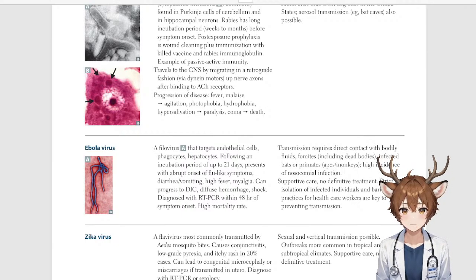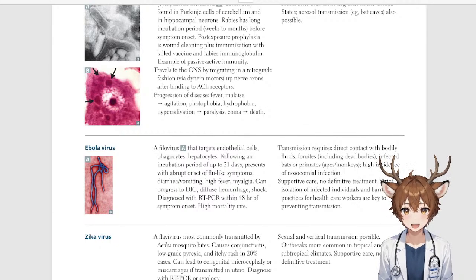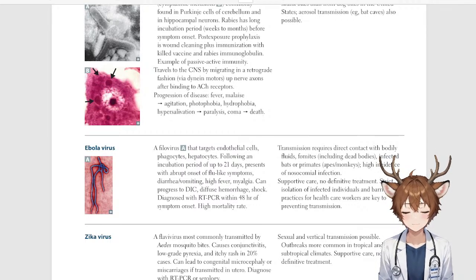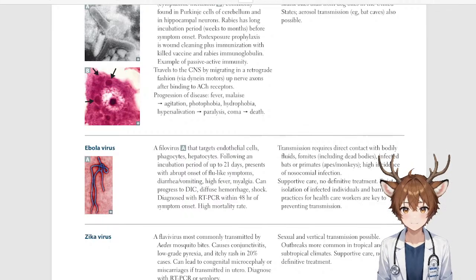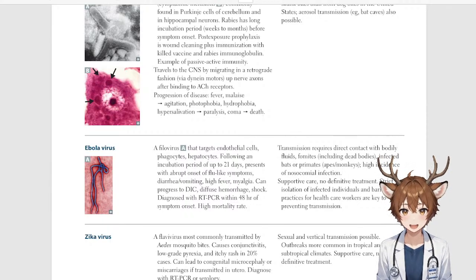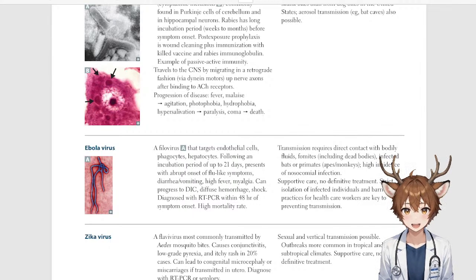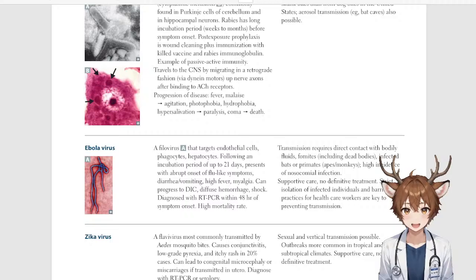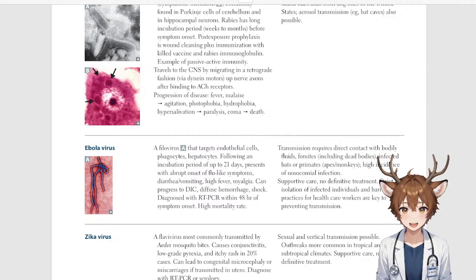You diagnose chikungunya using RT-PCR and serology. Treatment would be supportive, steroids, or disease-modifying antirheumatic drugs. What was DMARD? Well, DMARD, yeah, okay, for chronic arthritis. Prevention would be minimize mosquito exposure. No vaccine currently available for chikungunya.